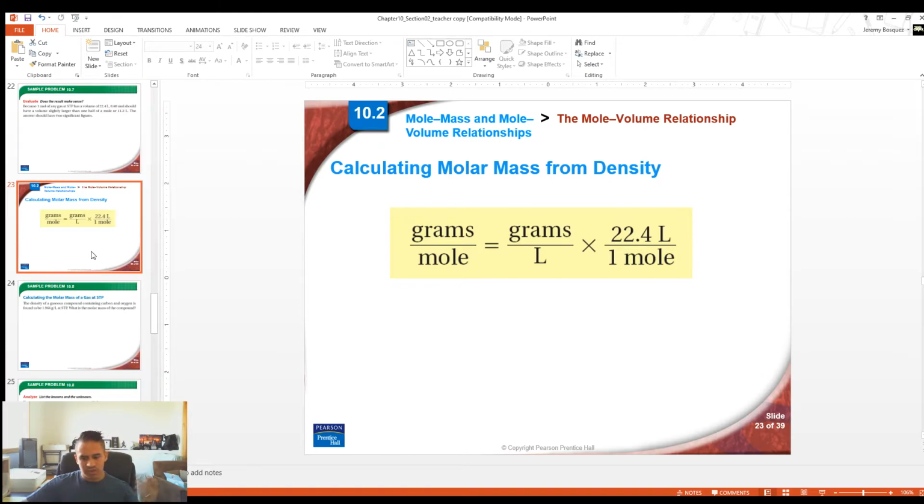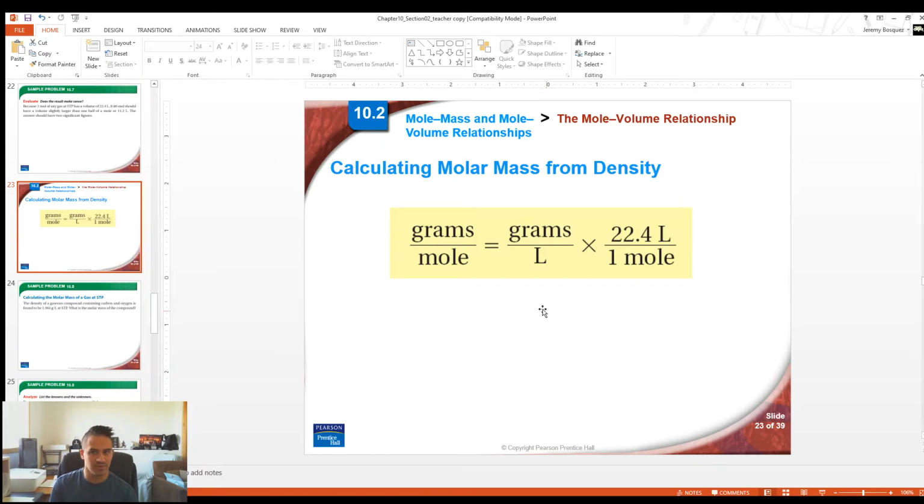Now, there's one other part here that we're also going to look at, and this is using density to find molar mass. So this is really where our understanding of dimensional analysis is going to come into play. Molar mass is sort of like density in the fact that it is very specific to materials. It is an intensive property, which means you can calculate the molar mass of any material and it will always be the same number, no matter how much you have.